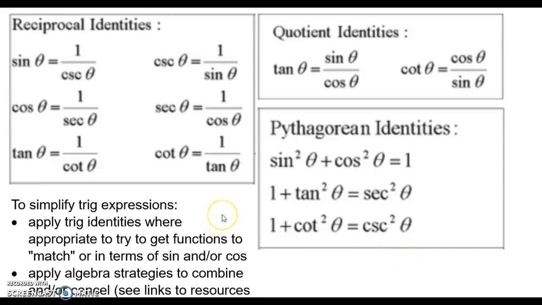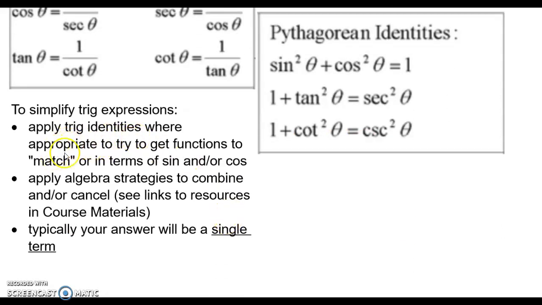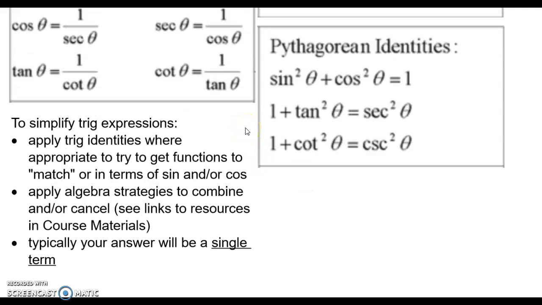So the basic rules for simplifying a trig expression is that we want to apply trig identities where appropriate to try to get functions to match, or in terms of sine and cosine. Sine and cosine are used in a lot of different identities. So oftentimes if we can get things in terms of sine and or cosine, we can apply other identities to it to maybe get it to simplify. Or alternatively, we want to get things to match. Once they match, we can combine them, we can cancel them out, things like that.